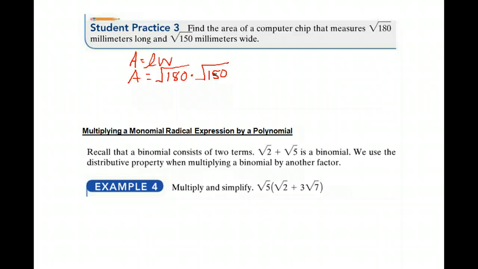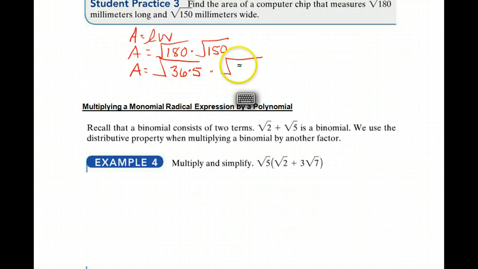However, that would probably make our multiplication much more complicated as we try to find our square root, because I doubt that we would, off the top of our heads, know what the square root of 27,000 is. But as we're looking at this and we break apart the radicals now, we might see that 180 can break into 36 times 5, and 150 can break into 25 times 6. So we do have a perfect square that will go into both of those numbers.